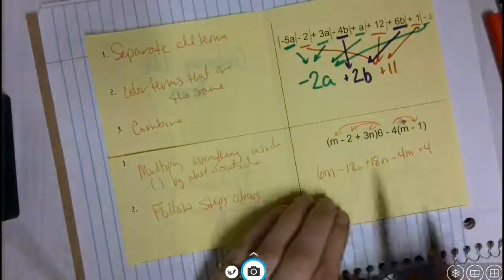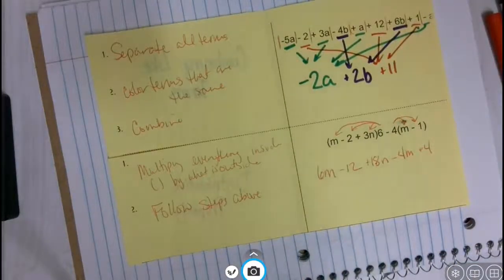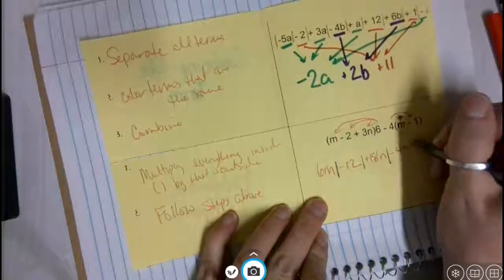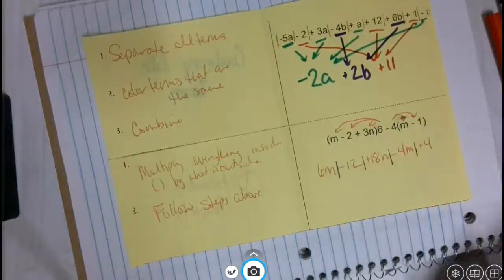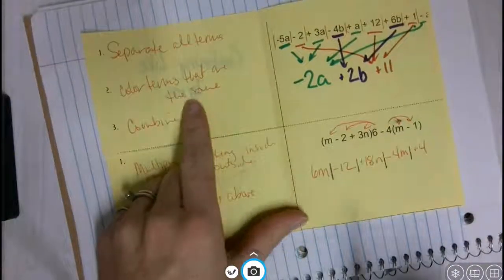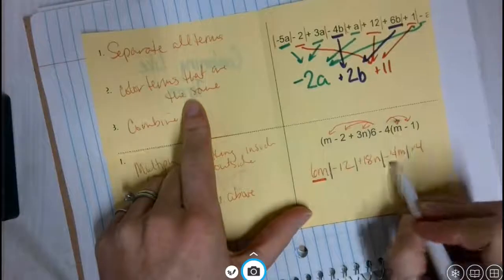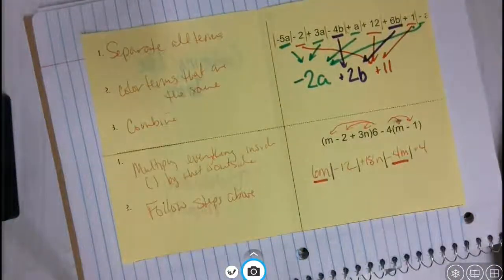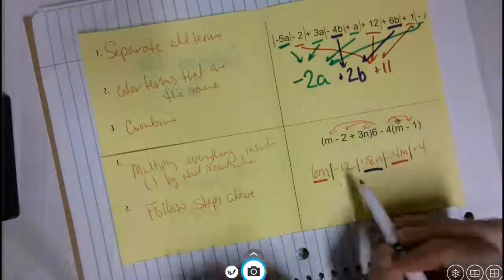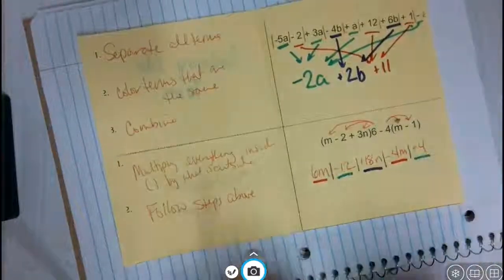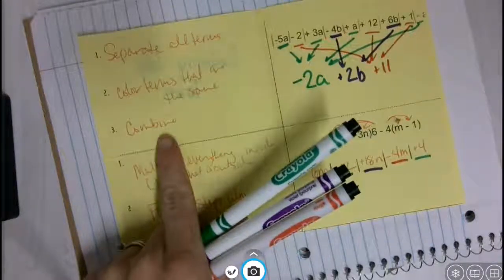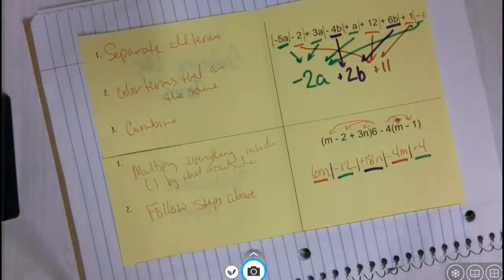Okay, so I first start by getting a different color and separating my different terms. And again, be very careful where your positives and negatives are. Then I'm going to color the terms that are the same. So I have some m's, and then I have an n, and I have some things without any variable. So then I can do my last step here and combine the things that are colored the same.